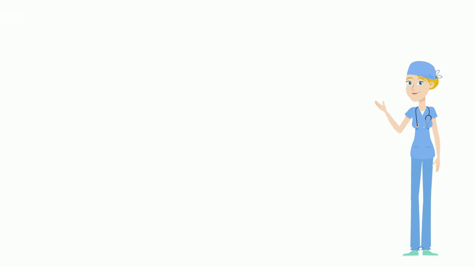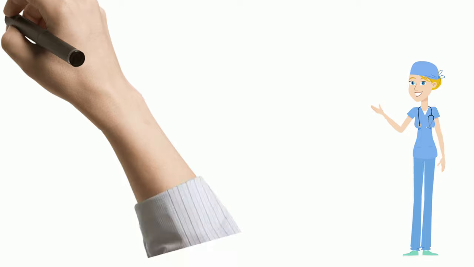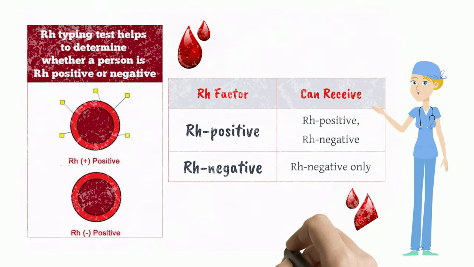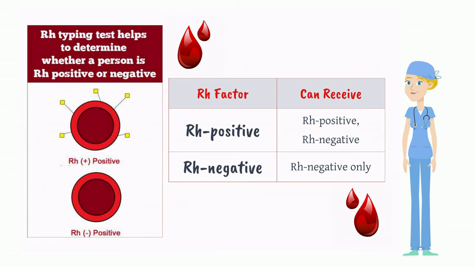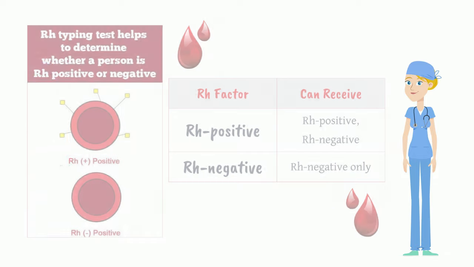Now let's talk about the Rh factor, equally important in transfusions. Rh positive individuals can receive blood from both Rh positive and Rh negative donors. However, Rh negative individuals should only receive Rh negative blood. This compatibility is vital to prevent reactions, especially in Rh negative recipients who can develop antibodies against Rh positive blood.